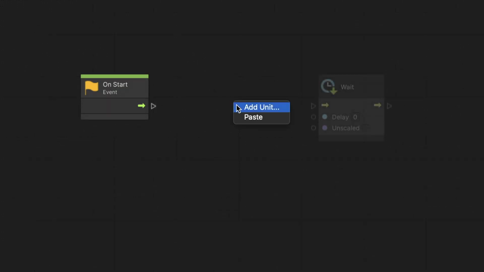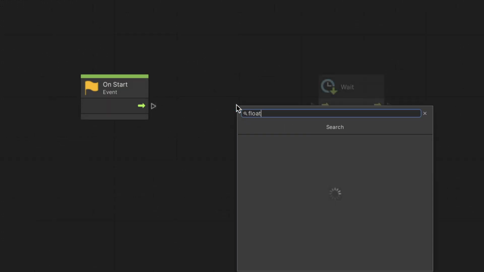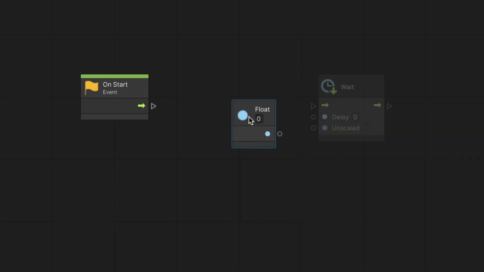Besides node ports, we can add a data type value in our script using a literal. In the fuzzy finder, we can search for the literal term of each data type to add it to the script, and then pass it as an input to another node.